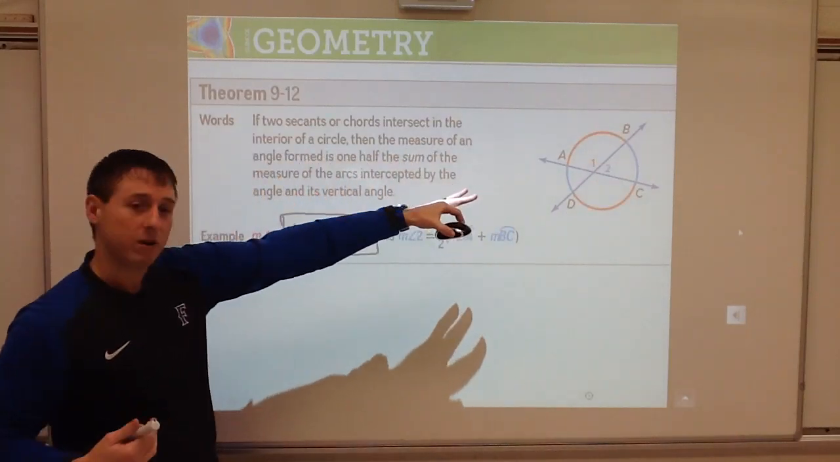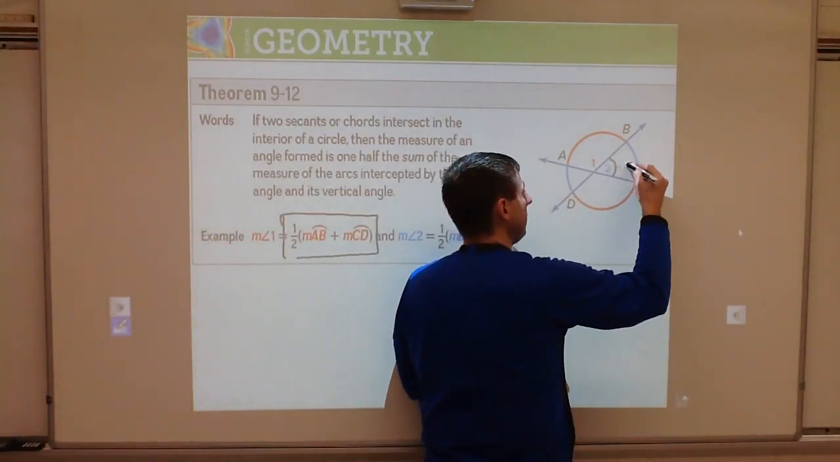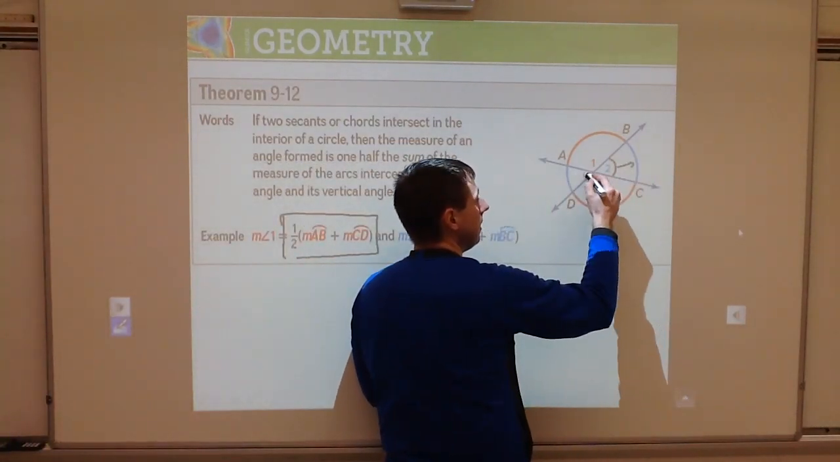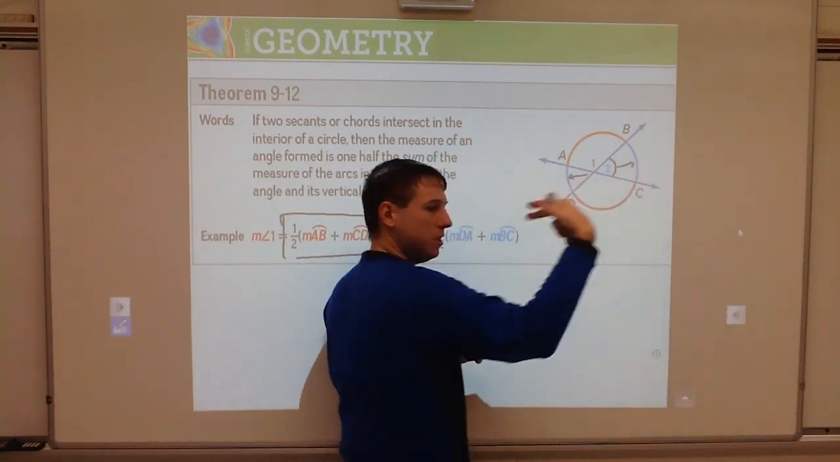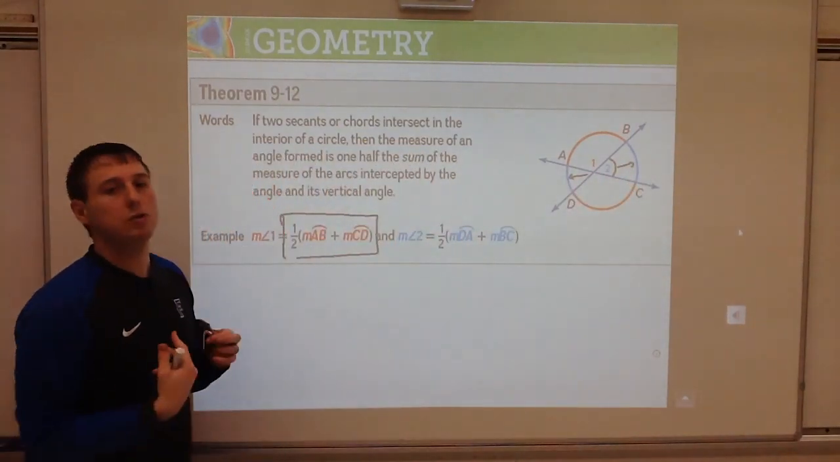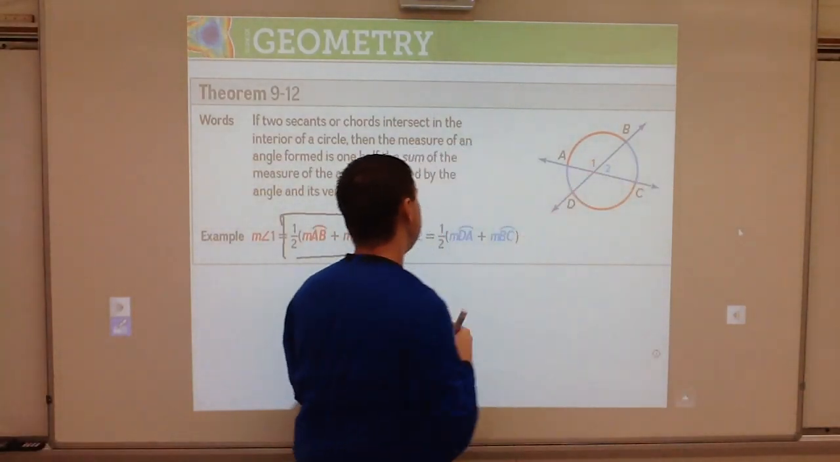It works the same way for angle 2. Angle 2 is the exact same idea. I use the arc that goes with it, BC, and the opposite arc, AD. I add those together, divide by 2, that gives me angle 2. Okay, so here we go. Let's do a couple examples on this, practice it up a little bit.